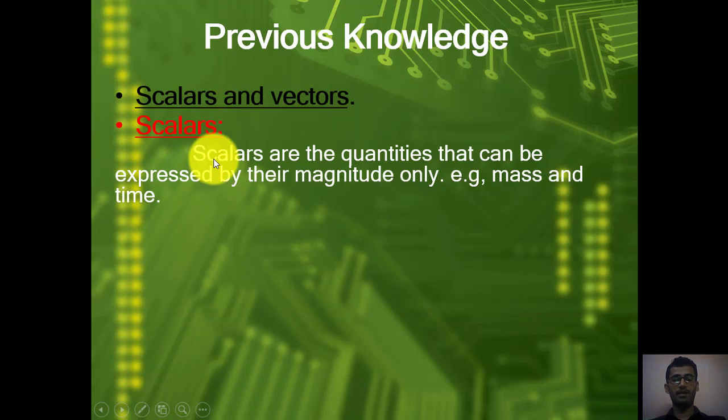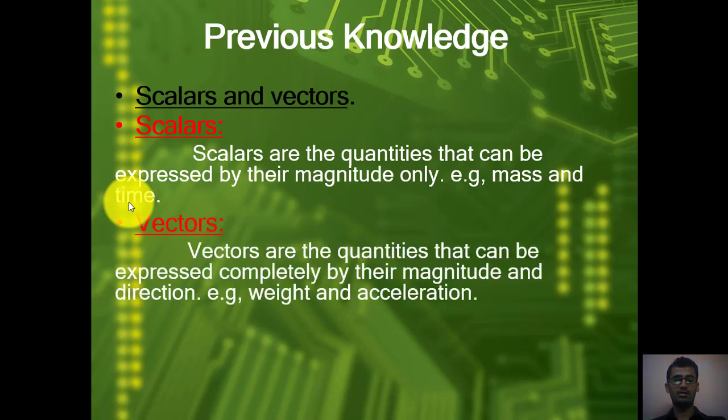We have read in chapter number 2 that scalars are the quantities that can be expressed by their magnitude only. It means that we can explain the scalars with the help of their magnitude and some suitable unit. For example, mass and time are the scalar quantities.